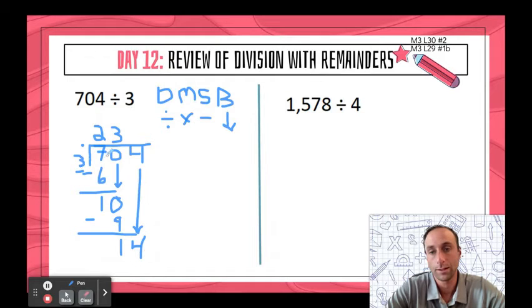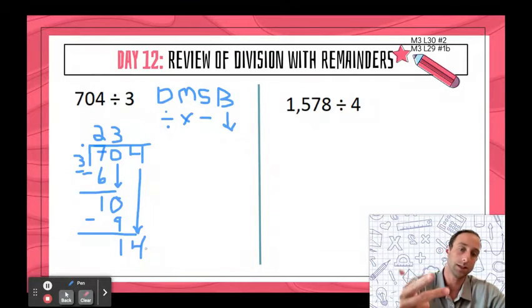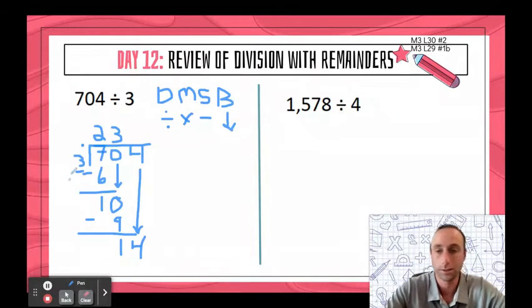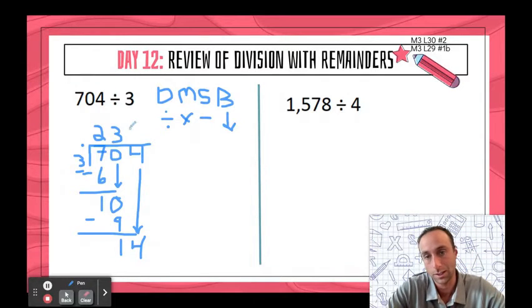So 3 went into 7 2 times, 3 went into 10 3 times, and now we need to find out how many times does 3 go into 14. So 3, 6, 9, 12, 15 is too much. So it looks like 3 can go into 14 4 times. 3 times 4 is 12. So I divided and multiplied one last time.